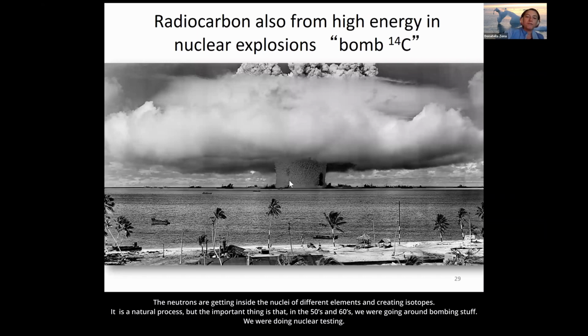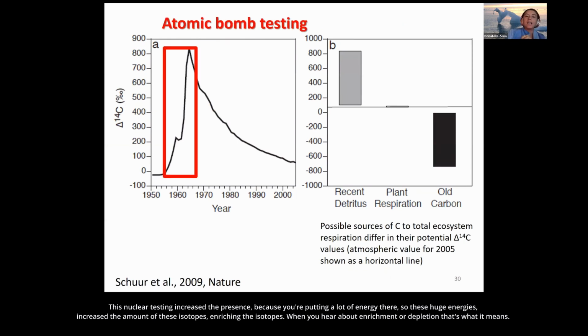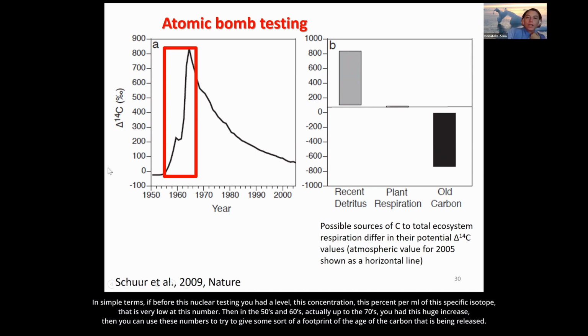But the important thing is that in the 50s and 60s, we were going around bombing stuff, crazy stuff. We were doing nuclear testing. This nuclear testing increased the presence of the isotope, because you are putting a lot of energy there. This huge energy is increasing the amount of these isotopes, so it's enriching the isotope. When you hear about enrichment or depletion, that's what it means. In simple terms, before this nuclear testing you had a certain concentration, a per mil level, of this specific isotope that is very low, and then in the 50s and 60s, up to almost the 70s, you had this huge increase.